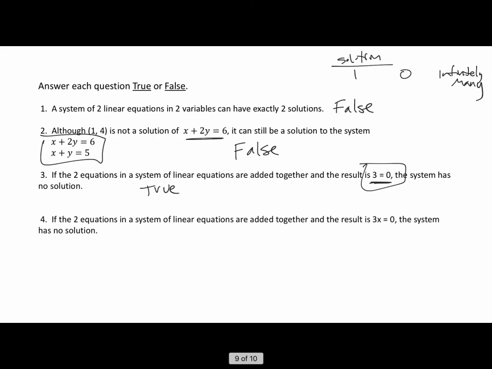For number 4, if the 2 equations in a system of linear equations are added together and the result is 3x equals 0, then the system has no solution. Well, this is a completely different story because 3x equals 0 still has a variable which I can go ahead and solve for and find a solution to the system. So that's definitely false. There will be a solution, one exact solution to that system.